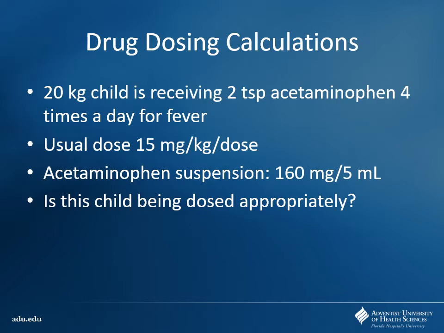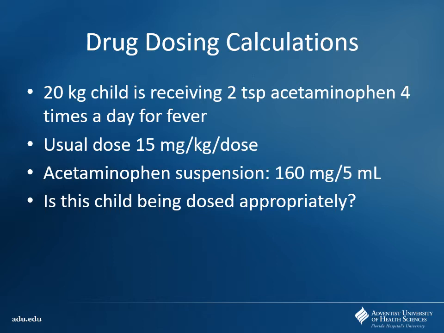Okay, so let's figure out what a normal dose should be for that patient. So how do we figure that out? We're going to do 20 times 15, which is 300, so the patient should be getting 300 milligrams of acetaminophen per dose, okay? And so then what do we do at this point?